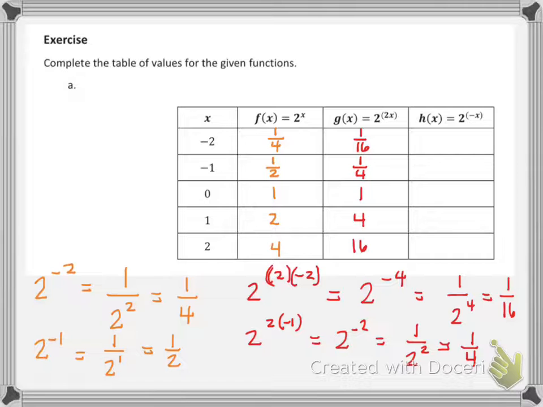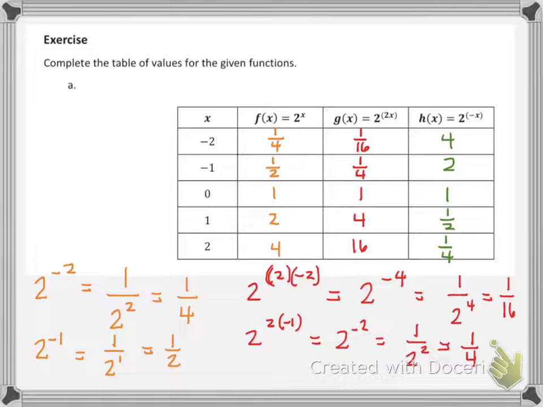And now h of x, well, it's 2 to the negative x. If my x value is a negative 2, that's the opposite of negative 2, or positive 2, so 2 squared, that's 4. And then if I put a negative 1, negative 1 is a positive 1, 2 to the first power is 2. Put a 0 in there, it just becomes 0, and anything to the 0 power is 1. Put a 1 in, and now I'm considering the reciprocal again, and I get 1/2. And I put a 2 in, and that's a negative 2 exponent, so the reciprocal would be 1/4.